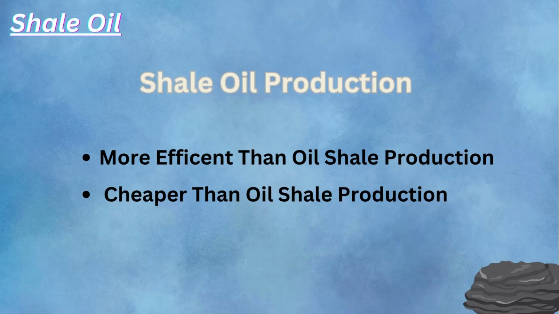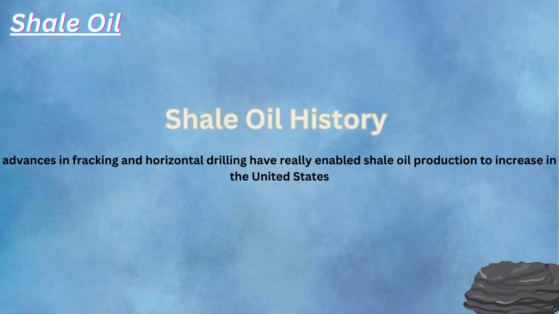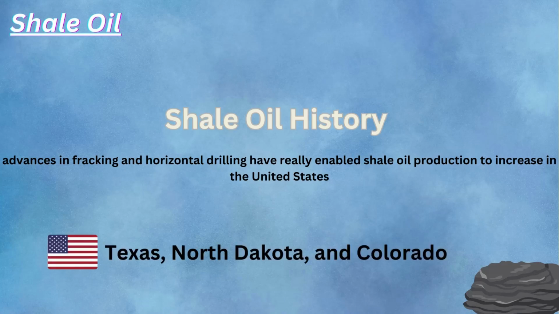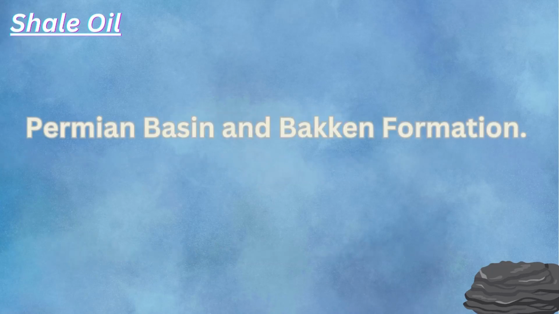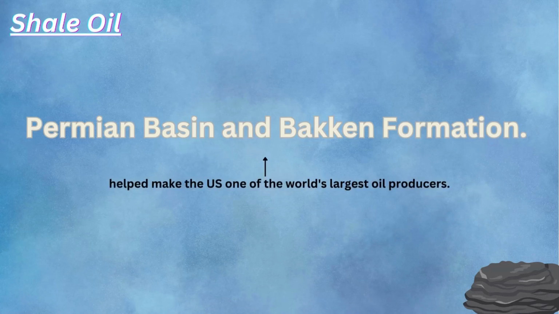Over the last 15 years or so, advances in fracking and horizontal drilling have really enabled shale oil production to increase in the United States. States like Texas, North Dakota, and Colorado have seen a surge in shale oil production from plays like the Permian Basin and Bakken Formation. This has helped make the US one of the world's largest oil producers.